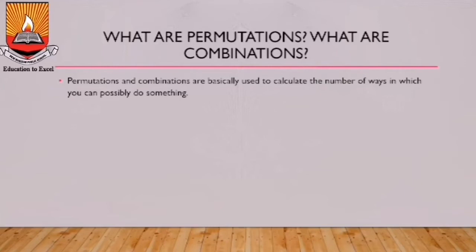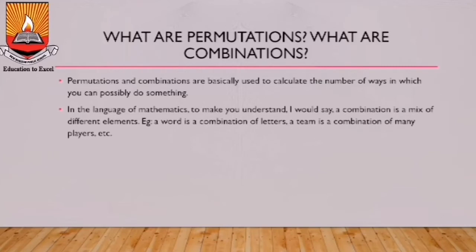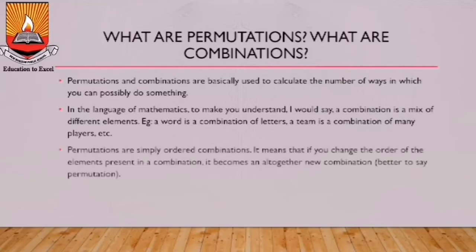So, in the language of mathematics, I can say that a combination is a mix of different elements or objects. Maybe that means the same in English too. So, a word is a combination of letters, and there are many more examples, right? So, what are permutations then? A permutation is simply an ordered combination. It means that if you change the order in which the elements are present in a combination, and that new combination is considered to be a new combination, then they are permutations.